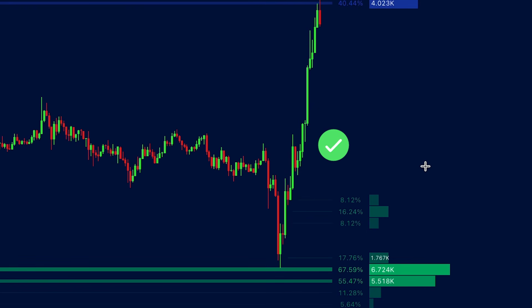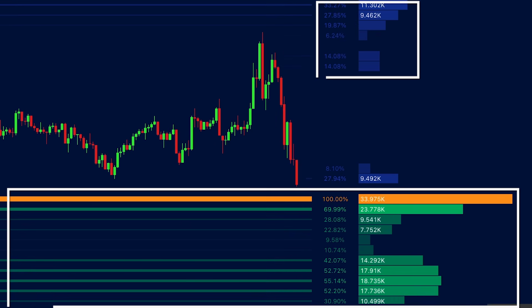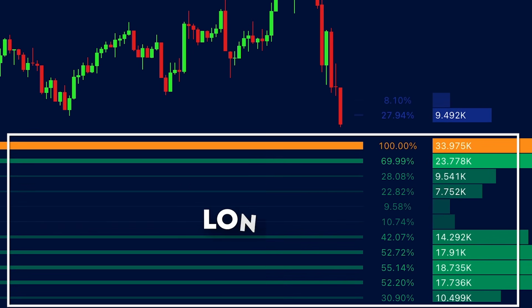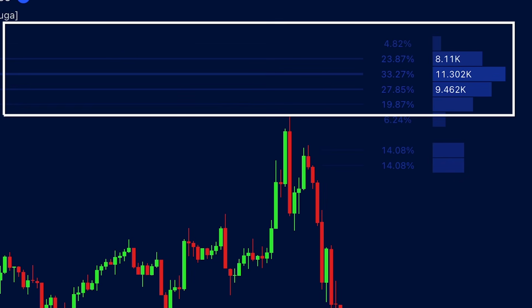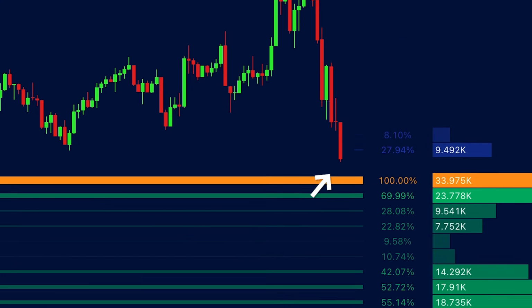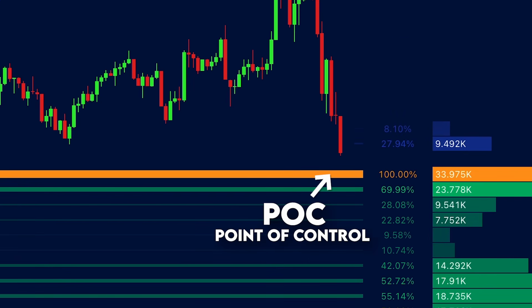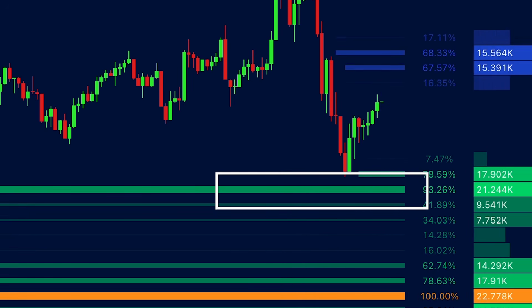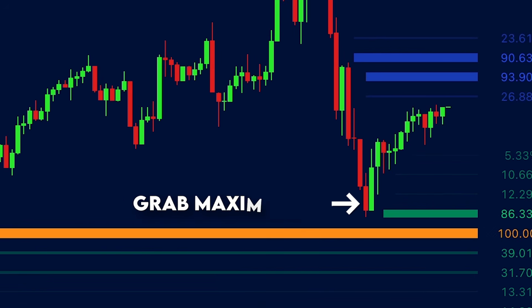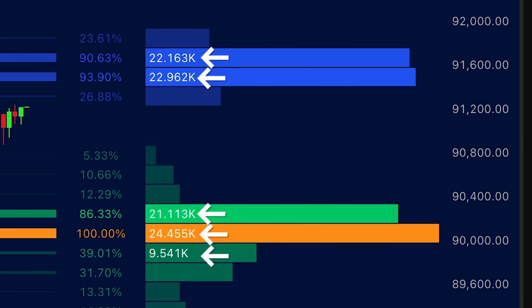Here's what makes it so powerful. You see these horizontal bars with heat coloring? The lime ones below price show where long stop losses are clustered, a buy-side liquidity. And the blue ones above show where short stop losses sit. That's sell-side liquidity. And see that orange highlighting? That's the POC, or point of control. It marks the absolute peak liquidity concentration. That orange zone is the magnet, the target where smart money wants to push price to grab maximum stops. On the right side, you've got a profile histogram showing you the distribution strength of each liquidity layer.